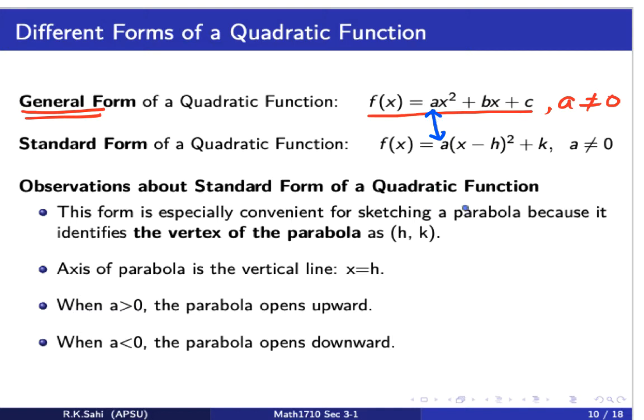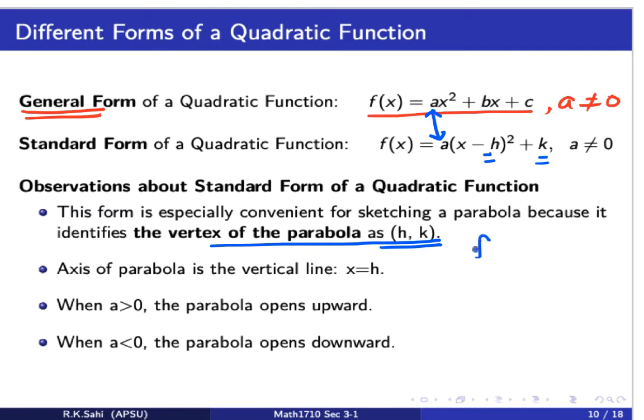Now, in a standard form, we have actually added another two variables which are called h and k. The h and k together are nothing but the vertex of the parabola. So h represents the x coordinate and k represents the y coordinate for the vertex. Now, it is very helpful when we want to sketch a parabola.